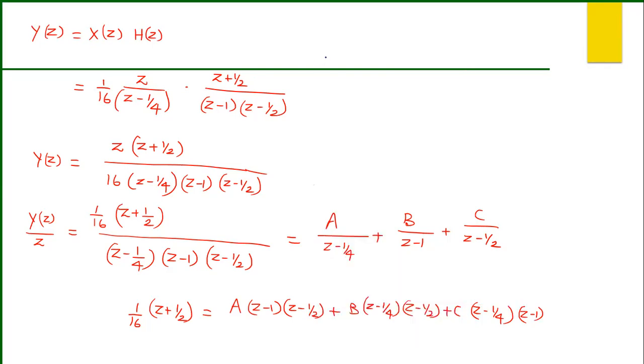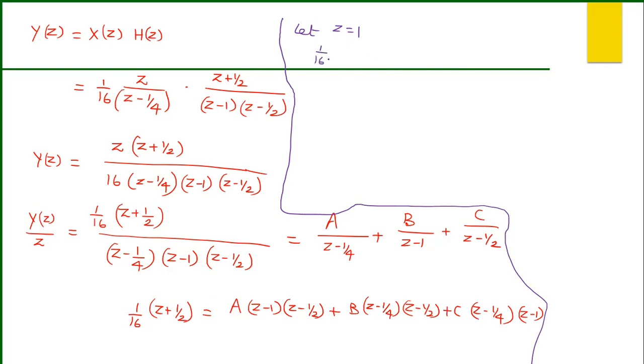Here you need to find the coefficients. First, let Z equal 1. If Z equals 1, what will happen? 1 plus 1 by 2 is 3 by 2, into 1 by 16. So 1 by 16 into 3 by 2 equals, so if you keep 1, this will become 0. The third term will become 0. Only the second term will be there.